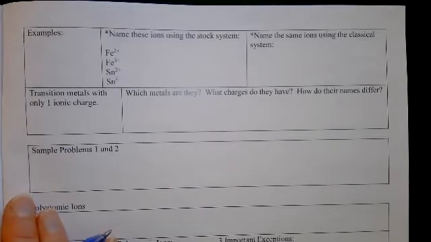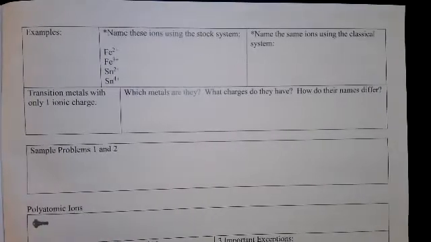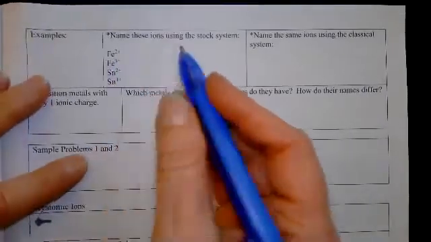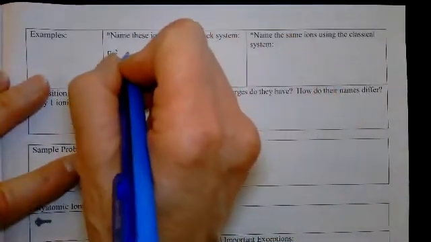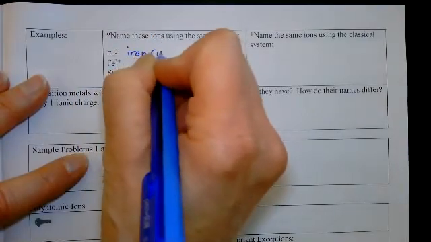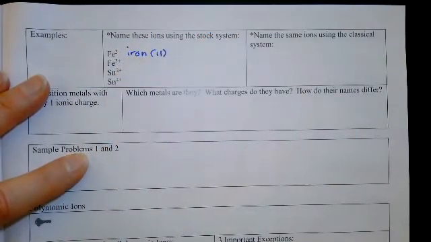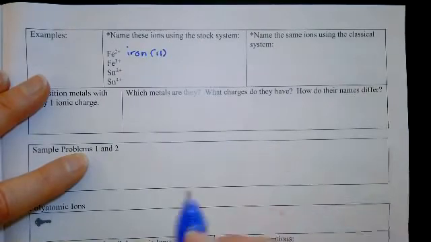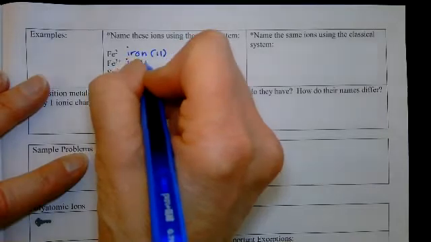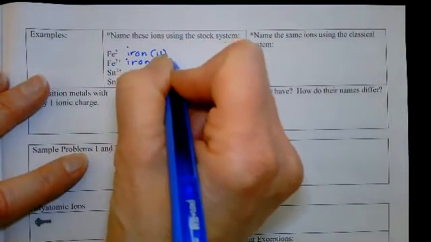Some of the examples that we have using the stock system and the classical system, I'm going to show at the top of the next page. So for example, this Fe2+, the name of this ion would be iron and then Roman numeral 2. Okay, so that would be the name for that cation. Alternately, Fe3+ would be iron Roman numeral 3.